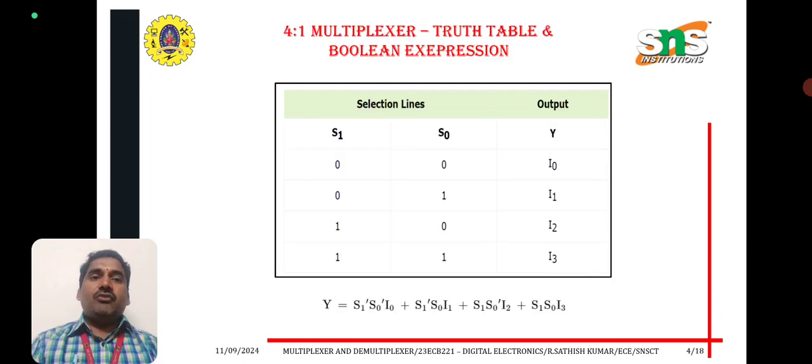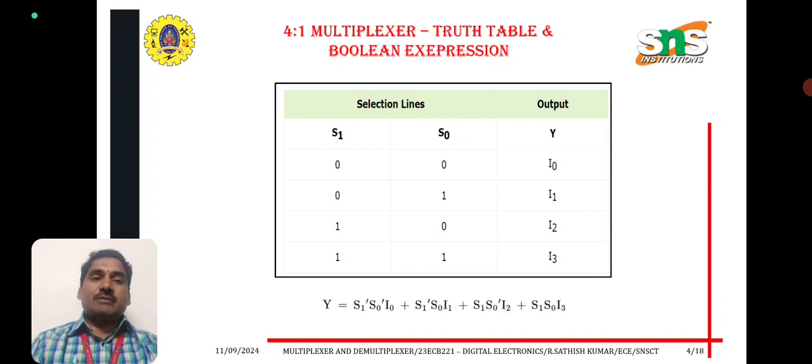Truth table of 4:1 multiplexer: selection lines S0, S1, output Y. 0, 0, output I0; 0, 1, I1; 1, 0, I2; 1, 1, I3. Boolean expression for the output function: Y equals S0 bar S1 bar I0, plus S0 S1 bar I1, plus S0 bar S1 I2, plus S0 S1 I3.